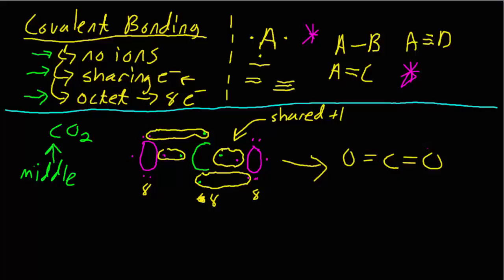So 1, 2, 3, 4. And the same thing on the other oxygen. 1, 2, 3, and 4. So this is a quick example of covalent bonding and kind of playing the game of drawing. Remember, this is called drawing Lewis structures.